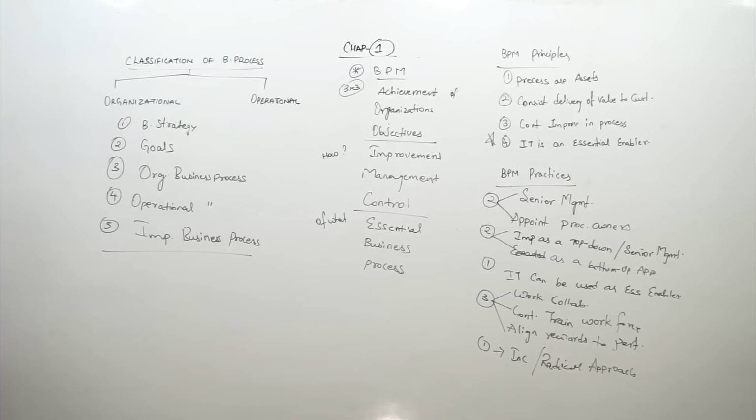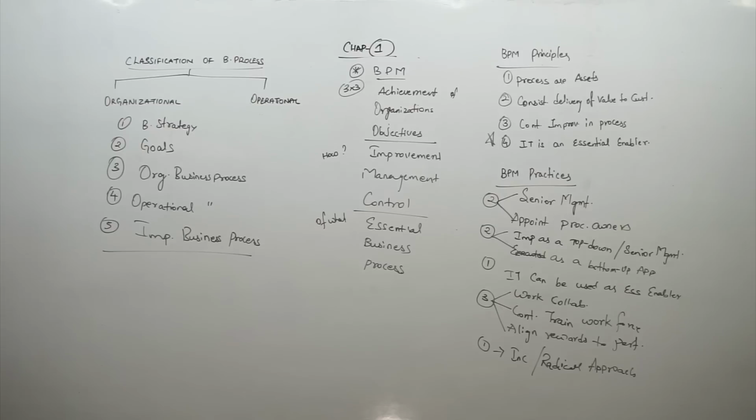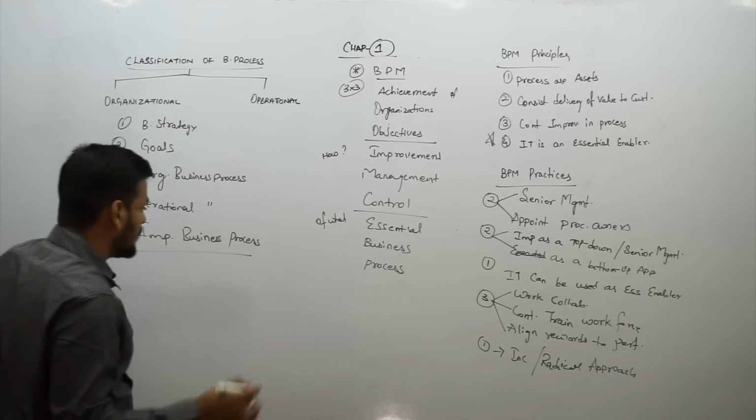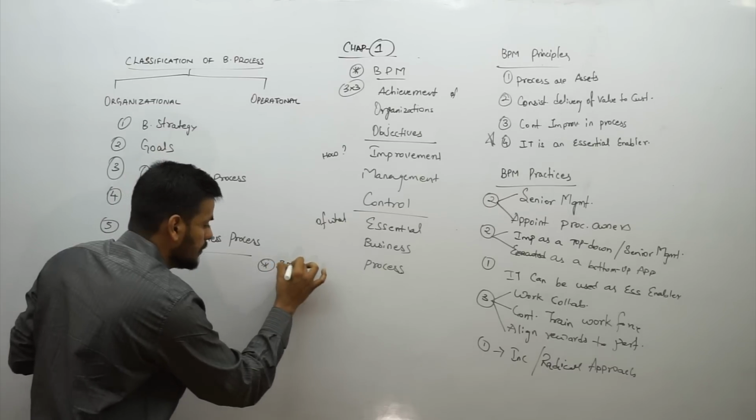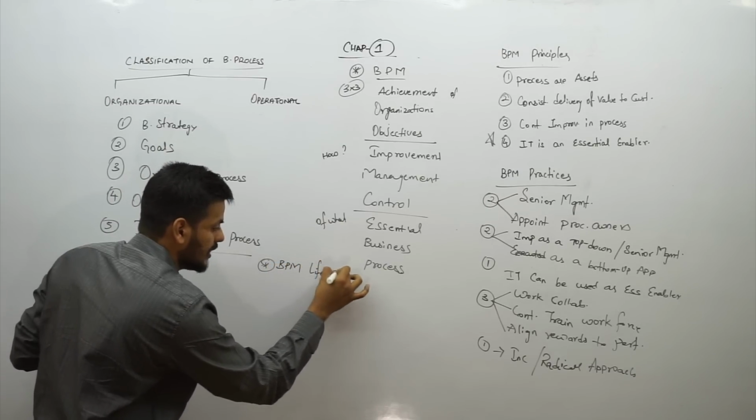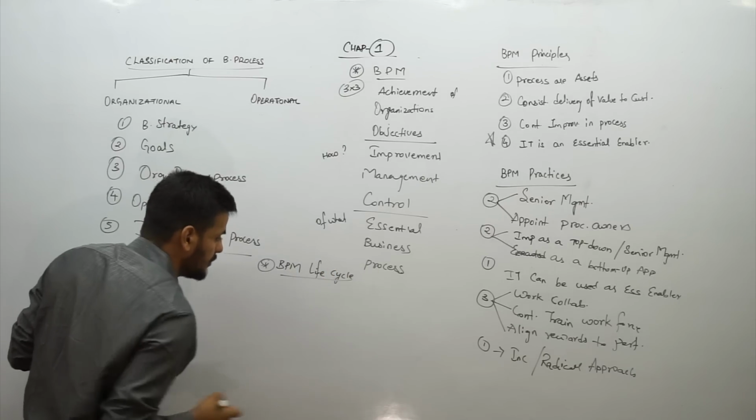Guys, so these are the basic points with respect to what is classified in BPM: BPM's classification, BPM definition, BPM principles, and BPM practices. Let me also, in the same frame, include something that you will again see in the second chapter, but it's a simple concept right now. I'm going to call it the BPM life cycle. What are the 5 stages in the BPM life cycle?